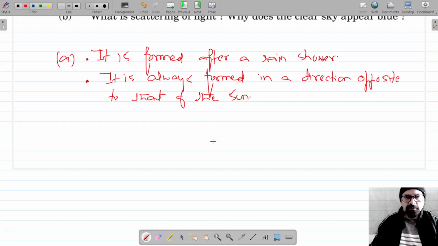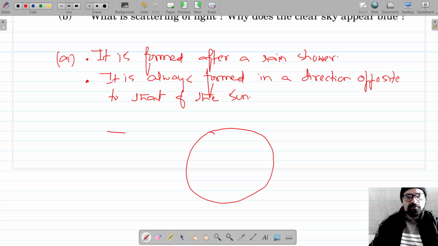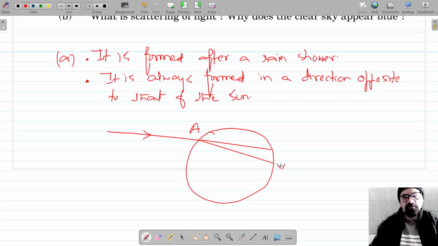So we know that the raindrops act as prisms. So let this be a spherical raindrop and let this be a white beam of light. Now let this be point A where it enters, and here there is dispersion. Dispersion means we get 7 colors which are violet, indigo, blue, green, yellow, orange, and red. So I'm going to show the most scattered and the least scattered color, which are violet and red. So at this point it's dispersion.